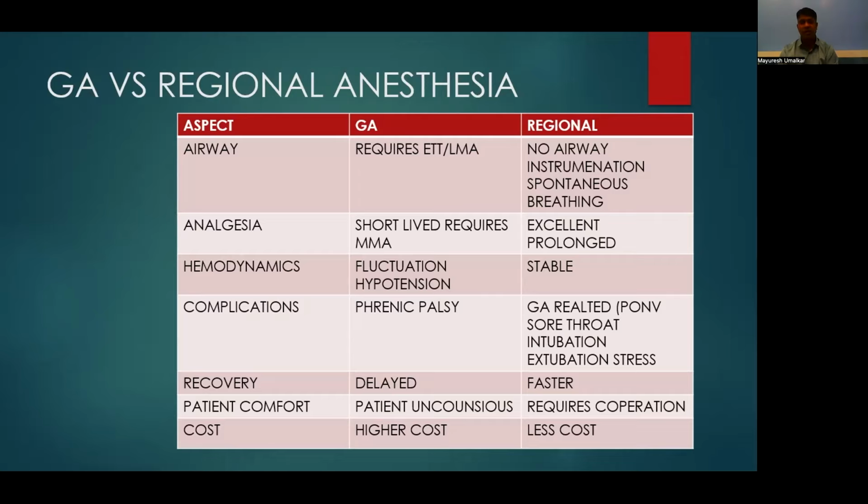Even if your BP is 160, the surgeon still complains that there is bleeding. But in regional anesthesia, even with blood pressure around 130/80, the surgeon is comfortable. This is our surgeon's view and our view; it might differ for other people. GA-related problems are PONV, sore throat, intubation and extubation stress, and in regional anesthesia there is phrenic palsy. Recovery is delayed in general anesthesia but faster in regional anesthesia. Patient is unconscious in general anesthesia, but regional anesthesia requires cooperation. There is definitely a higher cost for general anesthesia compared to regional anesthesia.